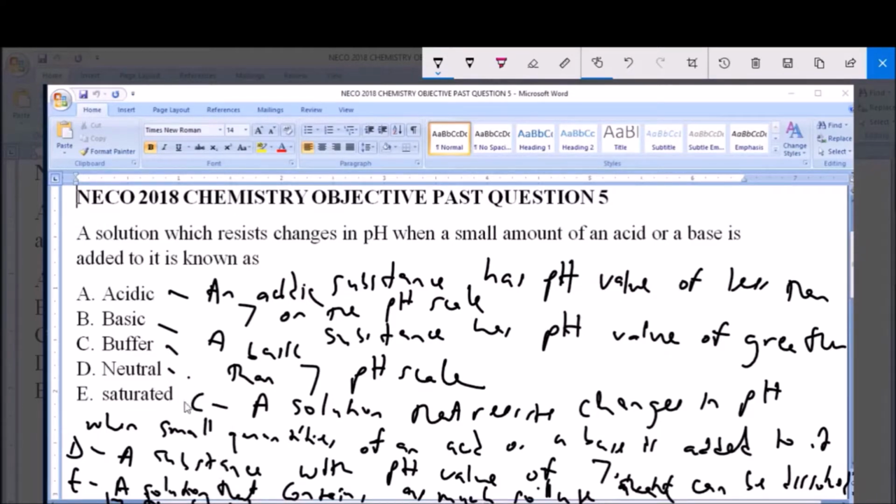And from these definitions, we see that option C, which is buffer, we define as a solution that resists changes in pH when small quantities of an acid or a base is added to it. This is basically the same definition that was given in the question, so it matches. So a solution which resists changes in pH when a small amount of an acid or a base is added to it is known as buffer, which is option C.